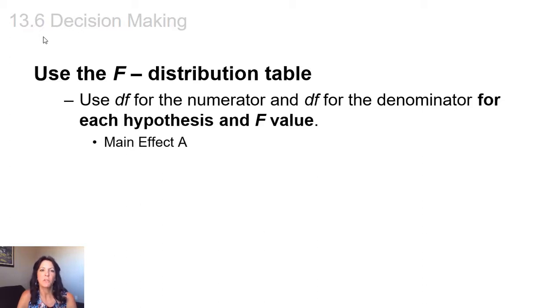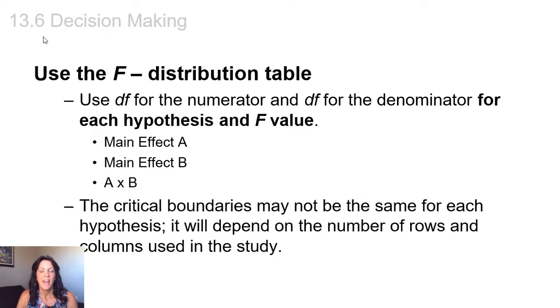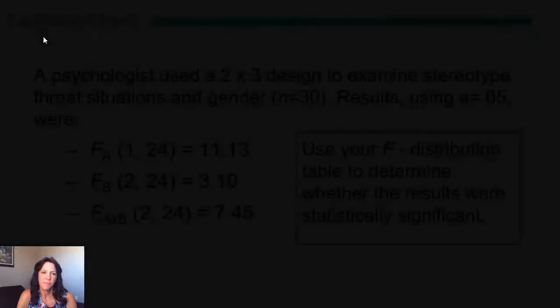We're going to find degrees of freedom for main effect A, main effect B, and the interaction. And the critical boundaries for each of these different hypotheses may not be the same. It's going to depend on how many rows and columns there are in the study.